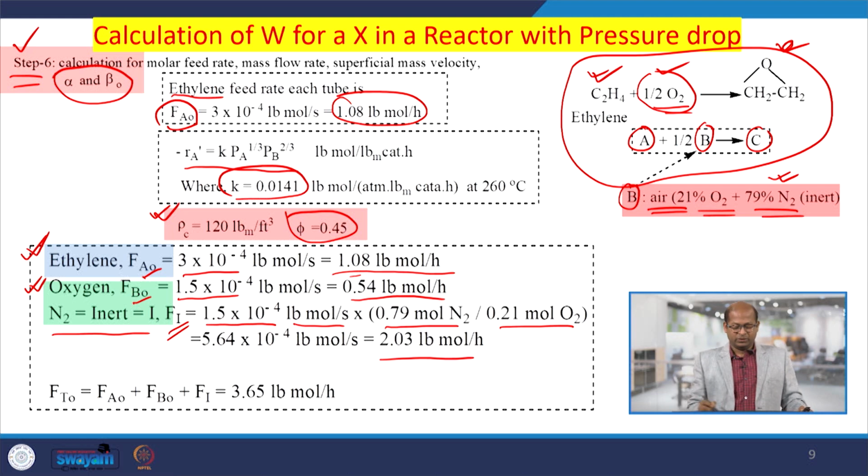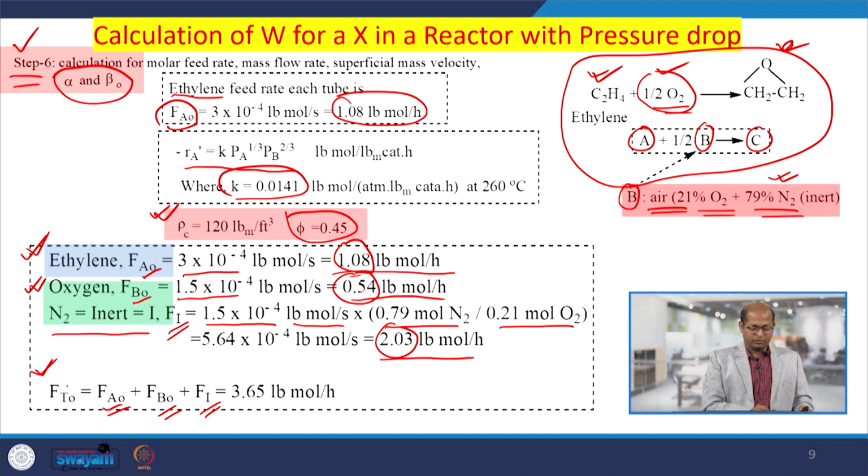So, then the total molar flow rate we can sum up: the molar flow rate due to component A, that is ethylene, for component B, that is oxygen, and that is nitrogen for the inert component. So the total molar flow rate comes to this. From here, if we know the ethylene molar flow rate and the total molar flow rate, we can find out the individual component mole fractions.